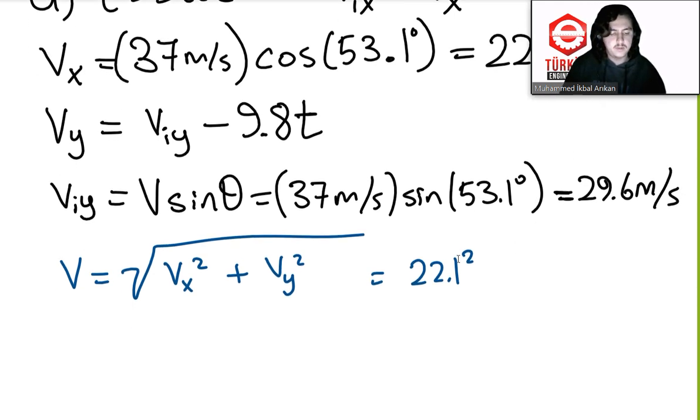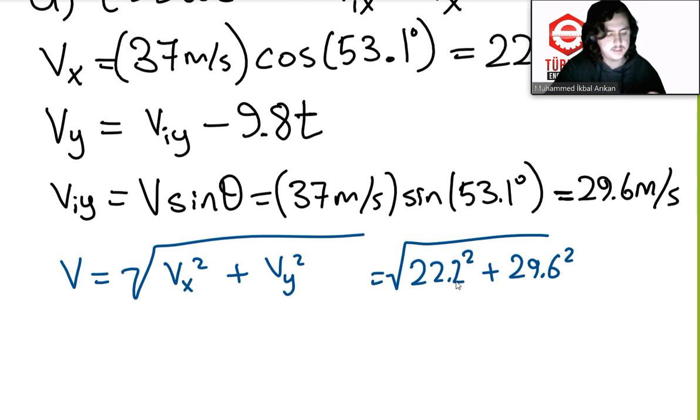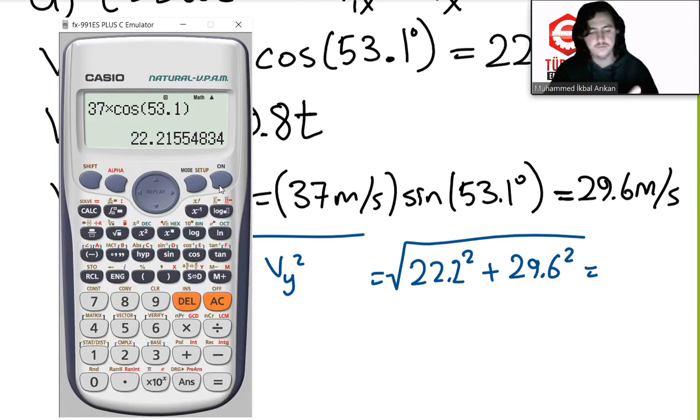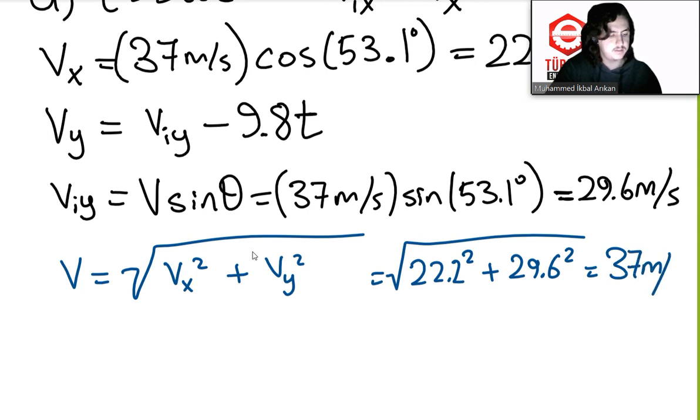Yes, 22.2 squared again plus 29.6 squared, and in a square root I will get the magnitude of the velocity. So put 22.2 squared plus 29.6 squared, you will get the answer, which is this one.